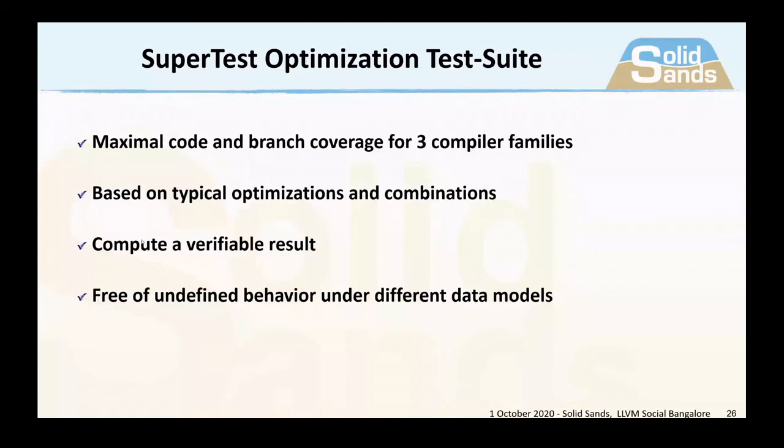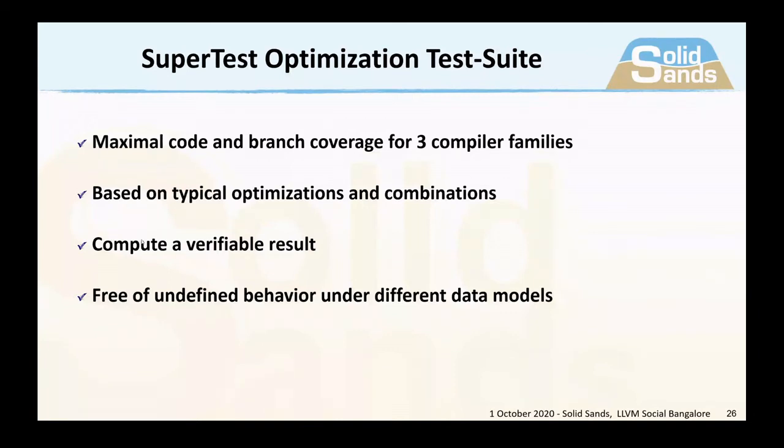So that is why we developed the supertest optimization test suite. There we really focused on achieving maximal code and branch coverage on the assembly code level for 3 different compiler families. So we investigated the behavior of GCC, LLVM, and the Intel C compiler. And all of this, like I said, is based on typical optimizations and combinations of that. On one hand, it is based on benchmarks. But on the other hand, we also studied literature about compiler optimizations, and based on that, we developed different tests.